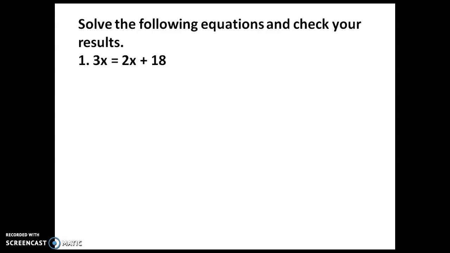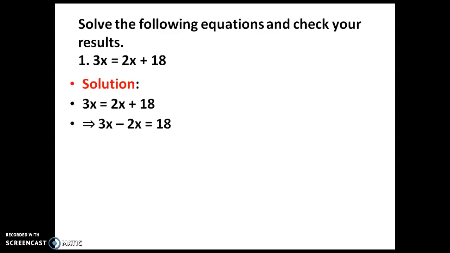So first let us solve this first sum: 3x is equal to 2x plus 18. So what we are doing, we are bringing this 2x which is in the RHS to the LHS. Previously it is in the RHS, so we are bringing it to the LHS. Here it is positive, plus 2x. When it comes to the other side of equal to, the sign changes to minus.